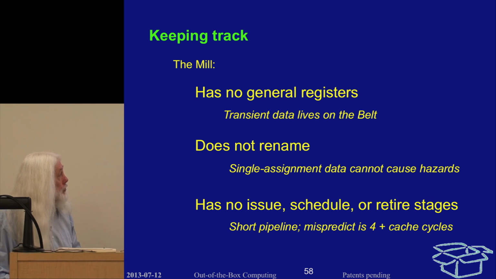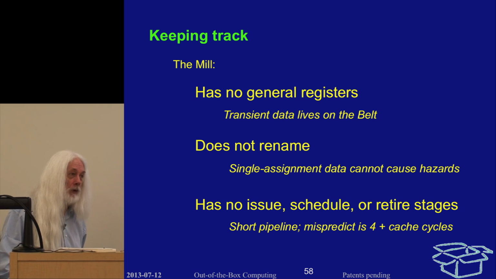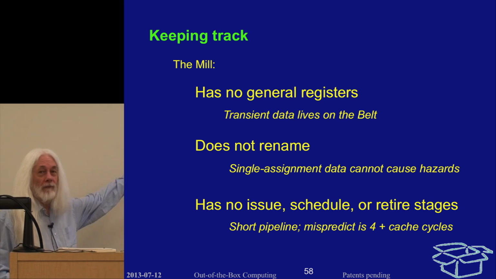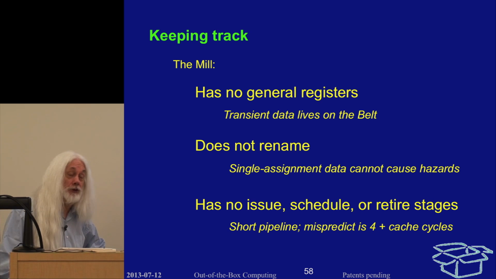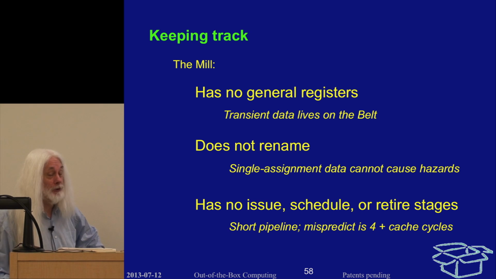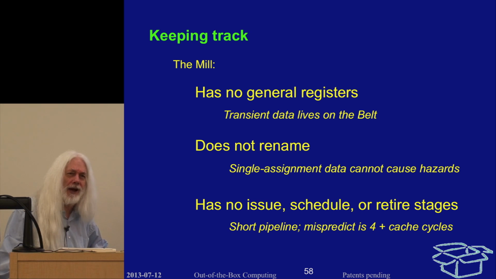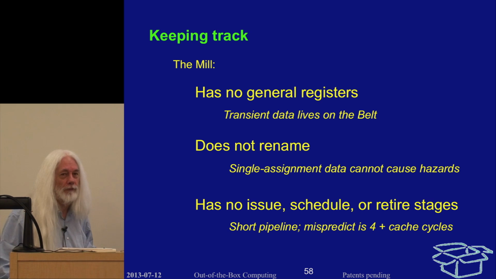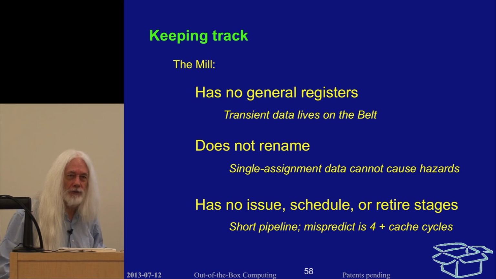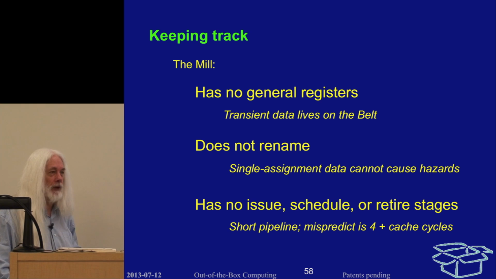Correspondingly, there are no issue, schedule, or retire stages in the pipeline. If you go and look at an Intel or somebody else who will show you the Haswell pipeline, you'll see stages after stages after stages. Not as bad as the P4 NetBurst architecture, which had 30-odd stages, but still a lot of stages. The Mill has only 4, which means that a mispredict is a third of the cost of a mispredict on a different machine.